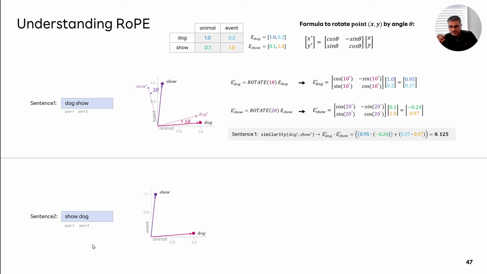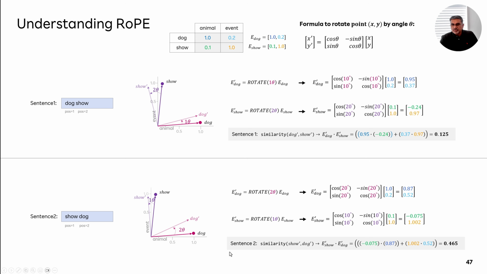Now, what is my primary goal here? My primary goal is to figure out a technique in which I can show that these sentences actually mean different things. Now I'll apply the same technique here that I applied for the first sentence. Show is at position 1, so I move it by 1 theta angle. Let's say theta is 10 degrees, so I move it by 10 degrees. Dog is at position 2, so I move it by 2 theta angles, which is 2 times 10, or 20 degrees. So now the embedding for dog is the original dog embedding rotated by 2 theta angles. The new embedding for show is the original embedding for show rotated by 1 theta angle, or 10 degrees. Now if you do that, the similarity between show and dog is 0.465.